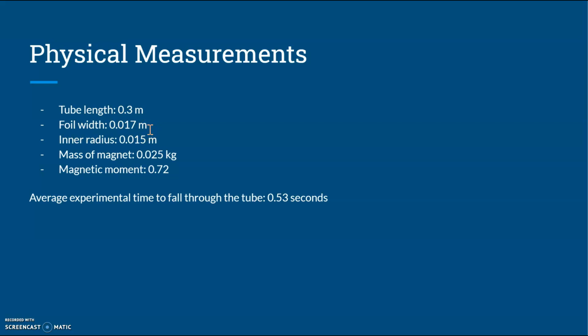So physical measurements, the tube was 0.3 meters, the foil was 0.017 meters, inner radius 0.015 meters. The mass of the magnet was 0.025 kilograms, and the magnetic moment was 0.72. Our average experimental time to fall through the tube was 0.53 seconds.